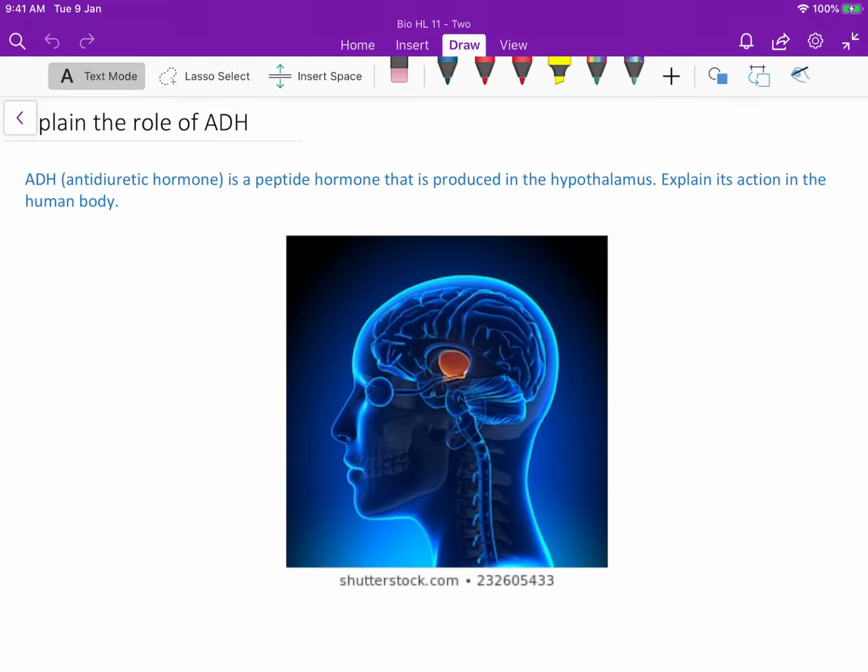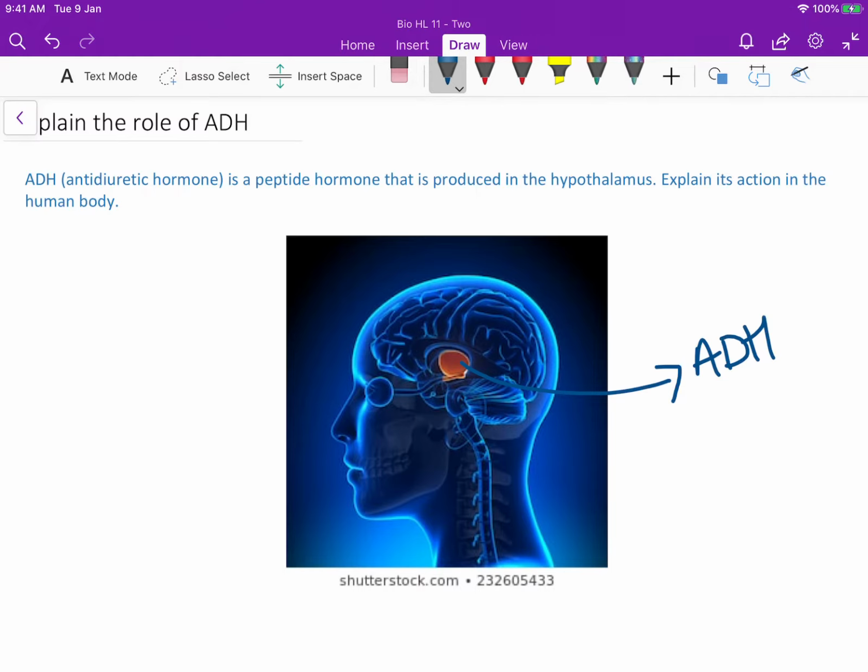We're going to explain the role of ADH. ADH, or antidiuretic hormone, is a peptide hormone, so it's going to bind to receptors on the cell surface membrane. It's produced in the hypothalamus. So we can see the hypothalamus is going to release ADH.